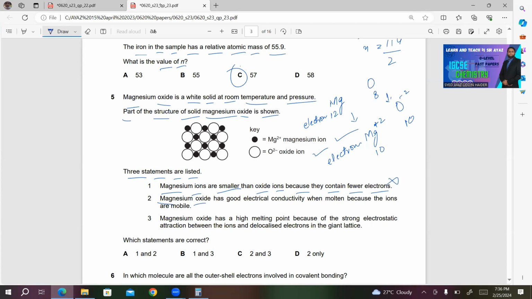Number 2, magnesium oxide has a good electrical conductivity when molten because the ions are mobile. This statement is correct. Number 3, magnesium oxide has a high melting point because of strong electrostatic attraction between the ions and delocalized electrons in the giant lattice. This is incorrect because electrostatic attraction is between the oppositely charged ions, not between ions and the delocalized electrons. So only statement number 2 is correct. So choice D will be the right answer for this question.